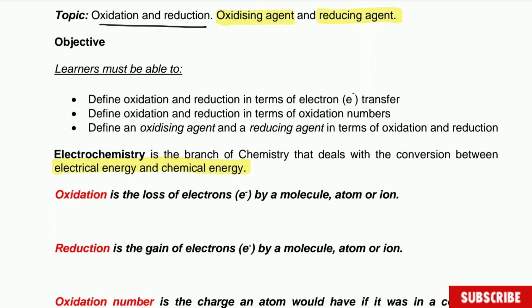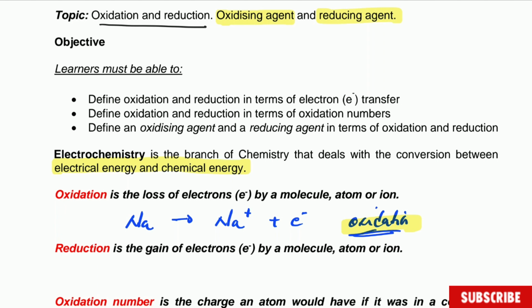Now for this one, the first thing we're going to do is recall what is oxidation and reduction. It was done in grade 11, and if you didn't do it yet, this is what it is, and it's quite simple. Oxidation is the loss of electrons by a molecule, atom, or ion. For example, let's say you have sodium and sodium loses an electron. If sodium loses one electron, it becomes Na+. The electron must be there, the electron cannot disappear. So we say that sodium is being oxidized. This is oxidation. So in this case, we say that sodium is being oxidized.